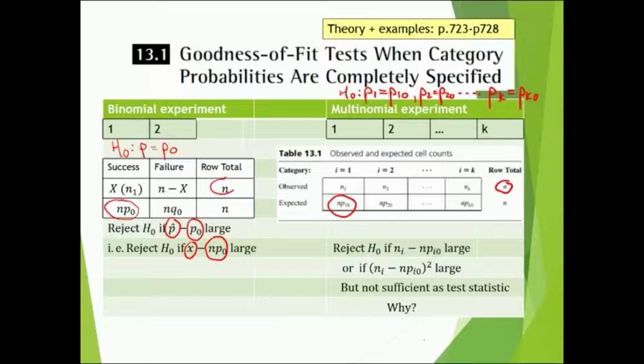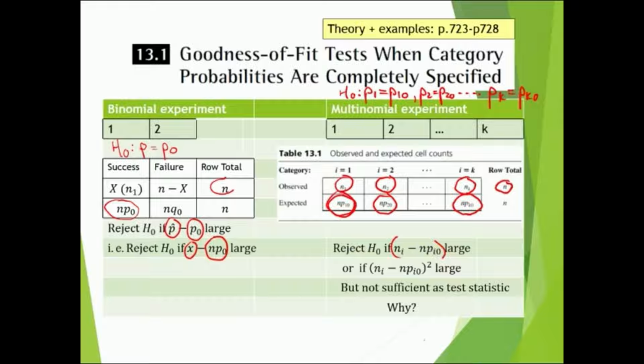So the same will hold for the multinomial experiment. You will compare what you observe in the first category to what you expect in the first category. Compare what you observe in the second category to what you expect in the second category. And so on till you get to the kth category. Observed in the kth category compared to expected in the kth category. Now, in other words, the difference must be large.